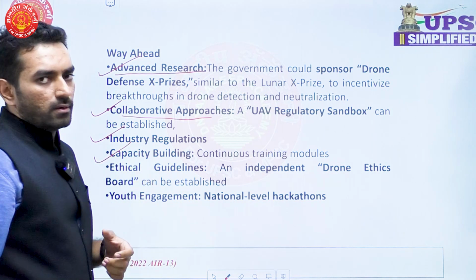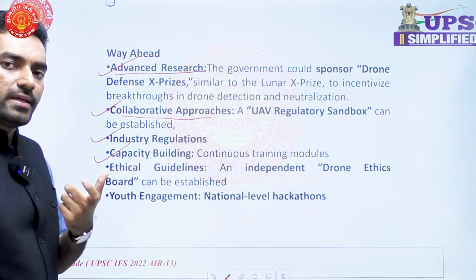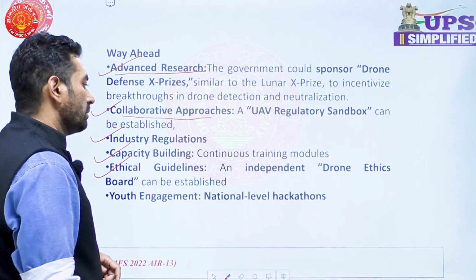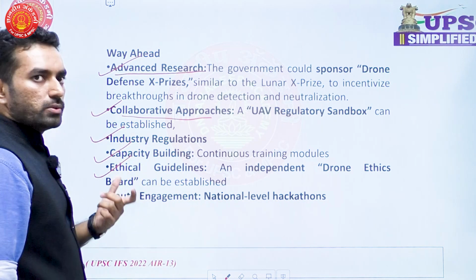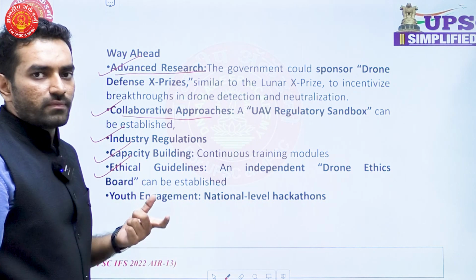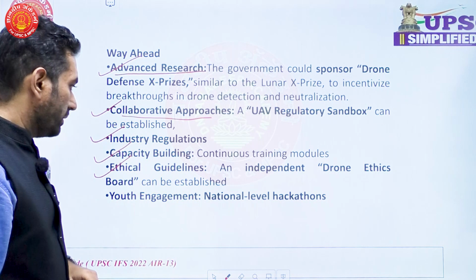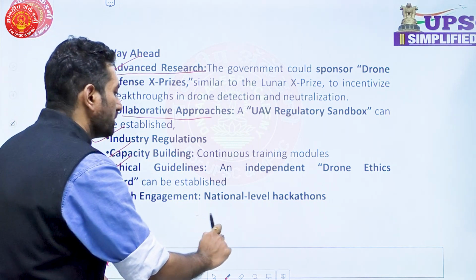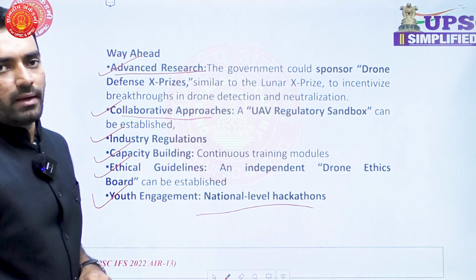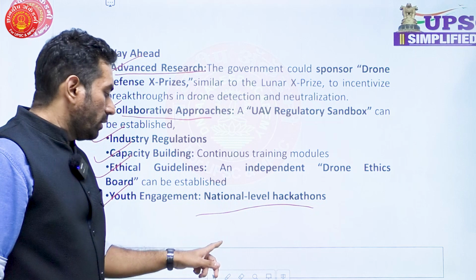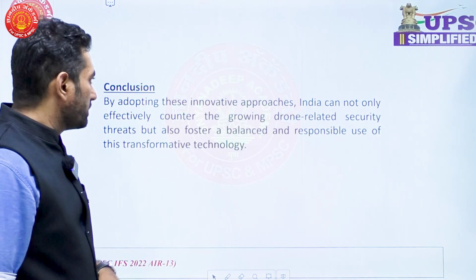Capacity building of various forces and all stakeholders needs to be carried out. Ethical guidelines can be issued, and a drone ethics committee or drone ethics board can be established for devising these guidelines. Youth engagement through national level hackathons can be carried out, and it would be really helpful for devising the UAV strategy.